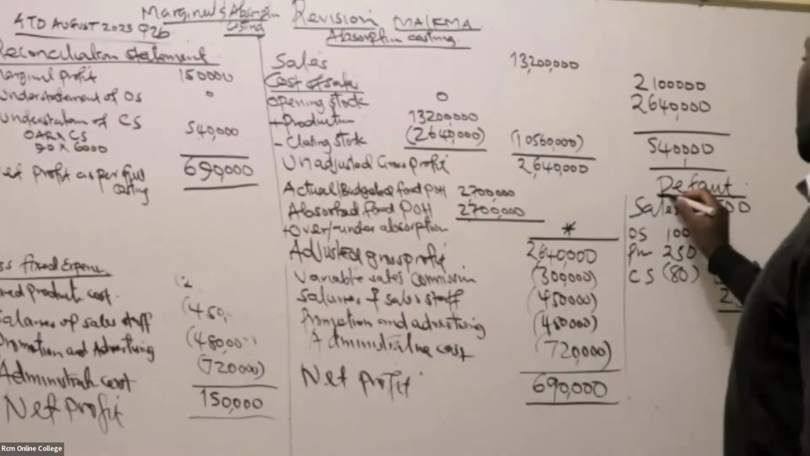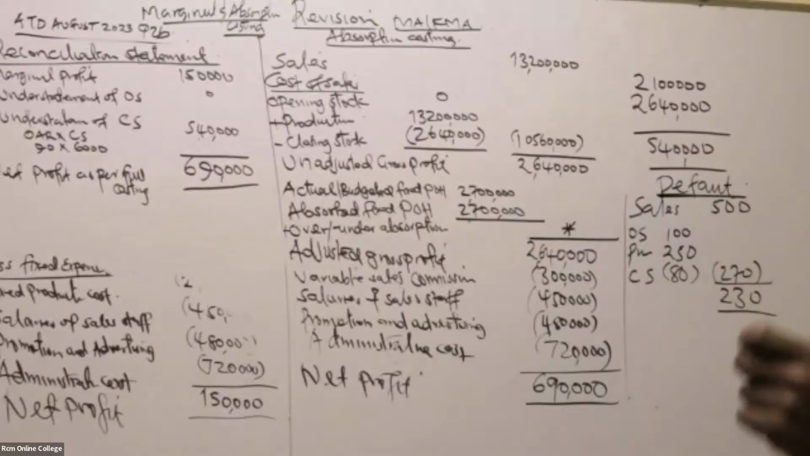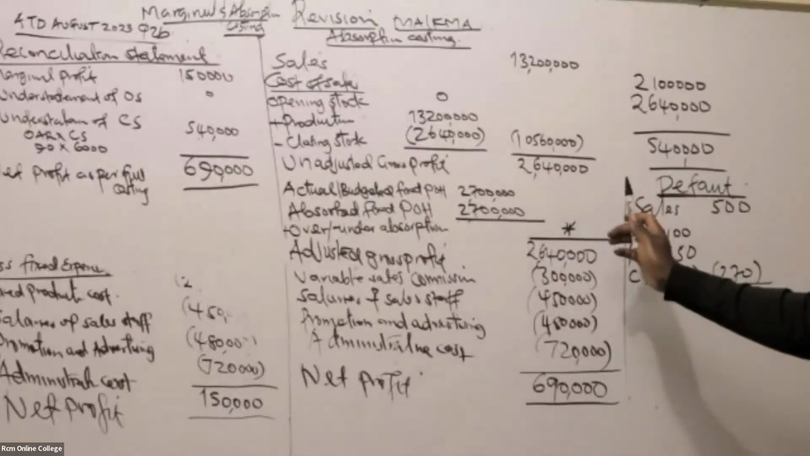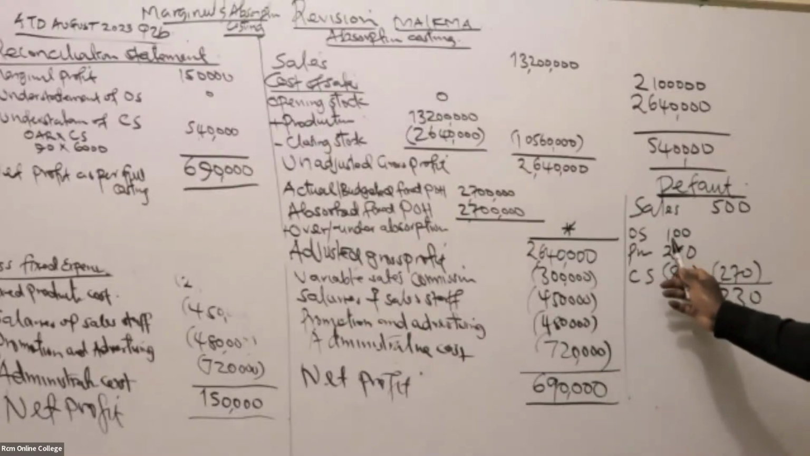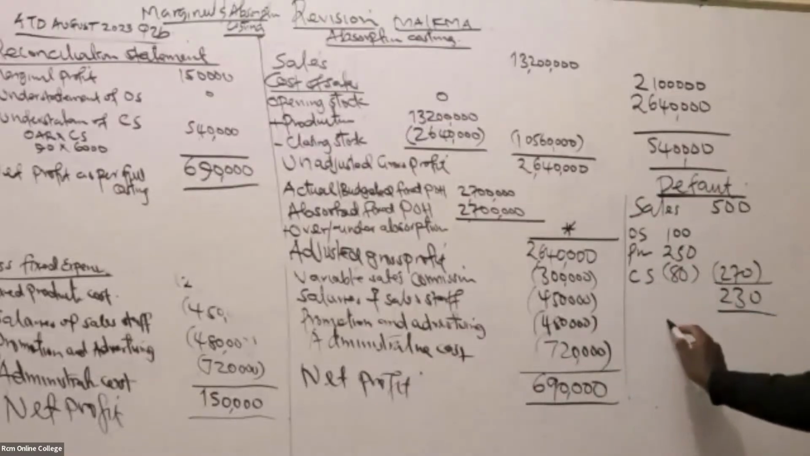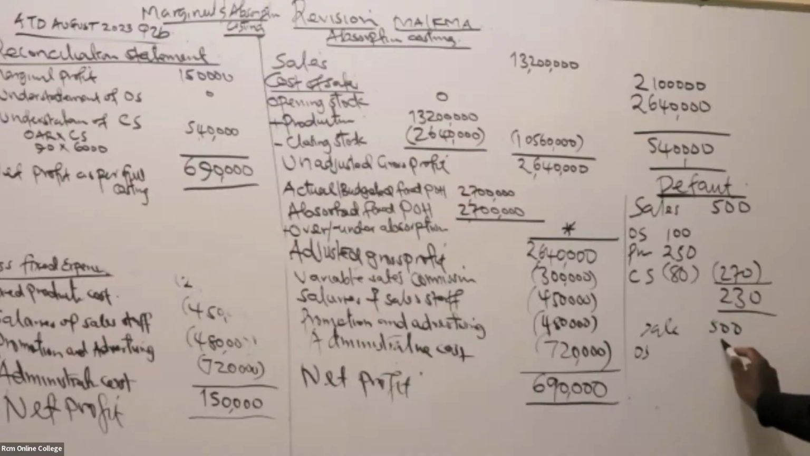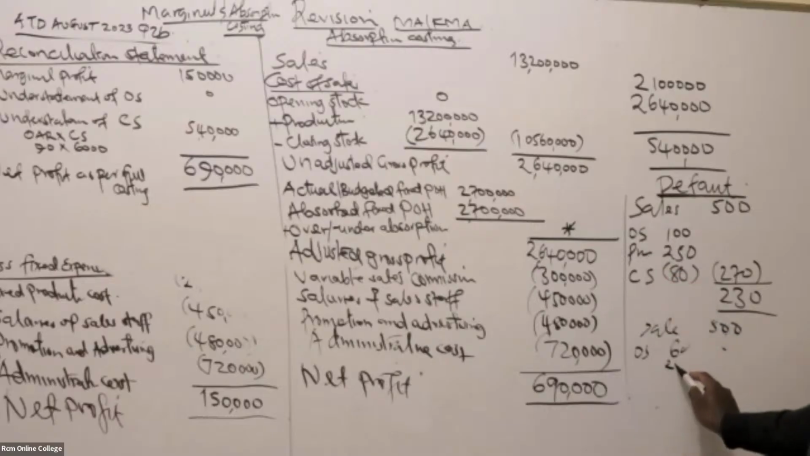That's the default items. So if we want to interfere with the opening stock, we want to understate the opening stock. Our opening stock is 100. If you understate it, let's even take it to 60. So you have decided to remain with the sales of 500. Then opening stock, we are now having 60, right? Then production is still 250, and the closing stock is still constant.